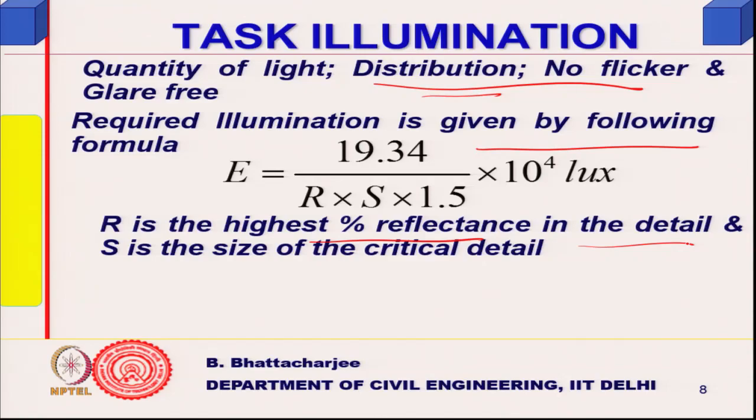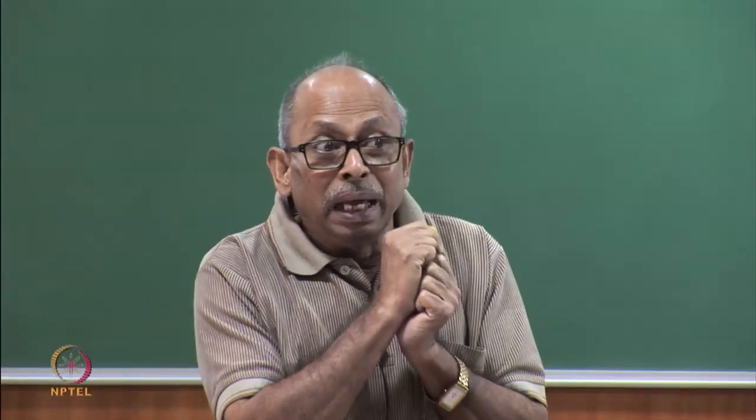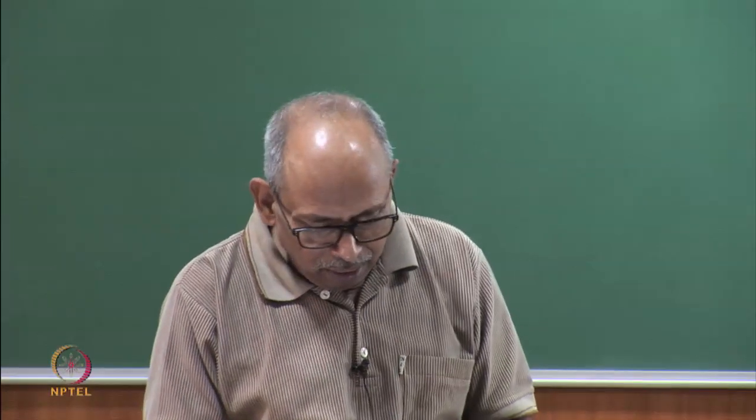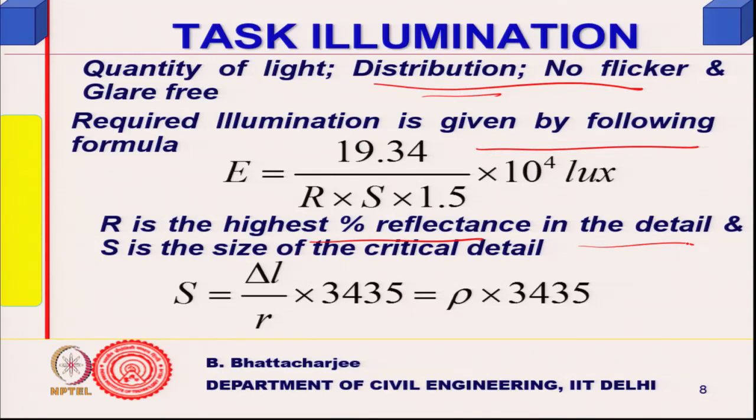For example, I was talking of the word, if you are reading, so size would be in terms of angle. Actually size will be in terms of angle, it is given in this manner, delta L by R, and 3435. These are unit conversions, in terms of radians, because 19.34 is also a unit conversion. So, E is the illumination required for a size which is given as the smallest length.